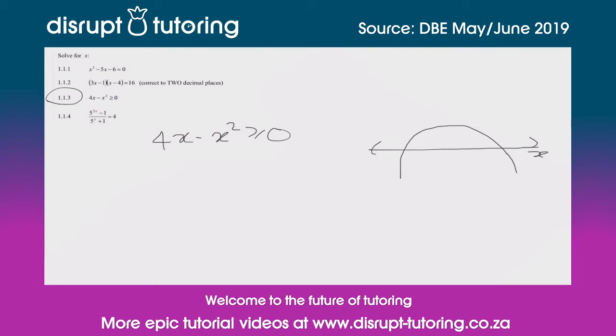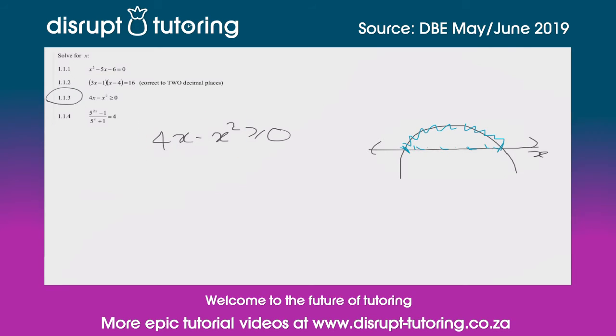And they've asked us to find specifically where this parabola is greater than or equal to 0, which means it's above the x-axis. So it's above the x-axis, and that would mean it's going to be that point, as well as all of these x's as well. So that's what we're trying to find. We need to find those two x values, which we call our critical values. So with that in mind, let's have a look what we can do here.